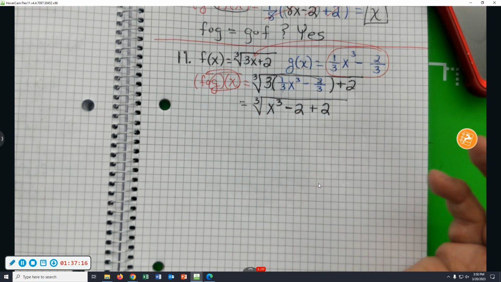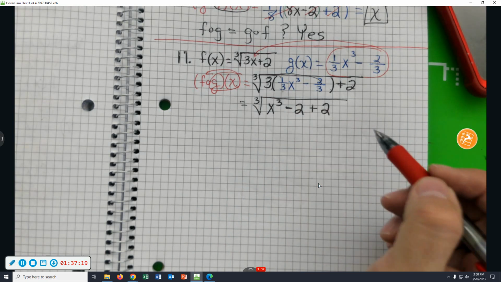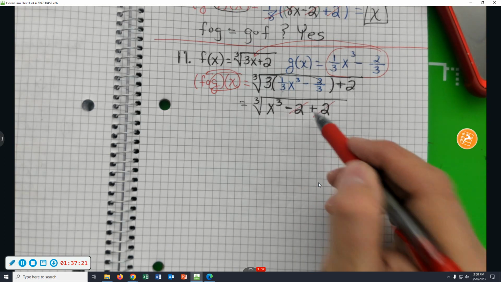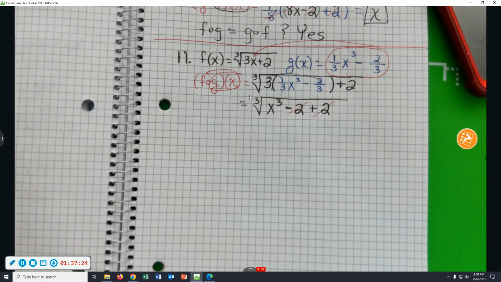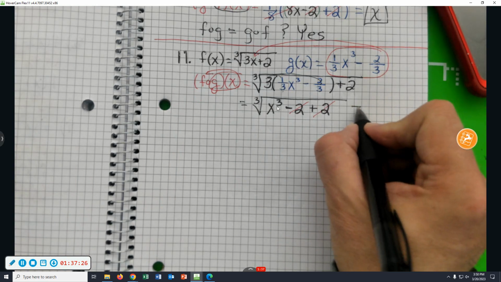But now I'm going to start marking out. What can we cancel out? What disappears? The negative 2 plus 2. So you just have a cube root of x cubed.